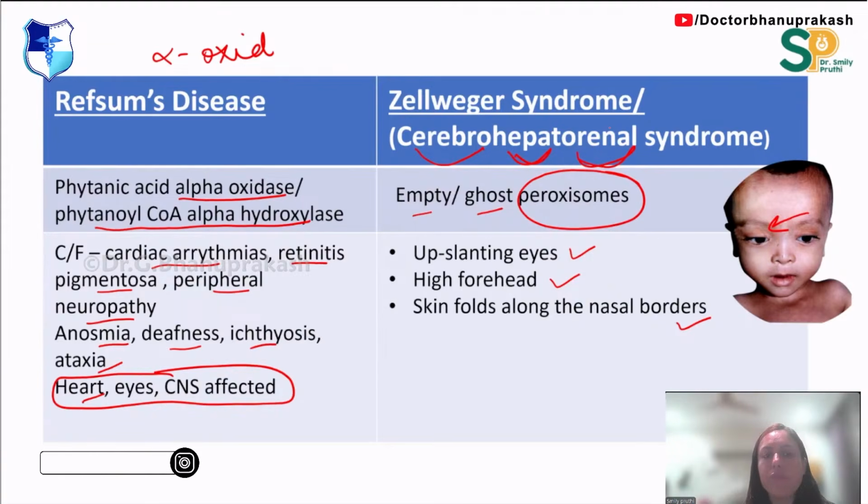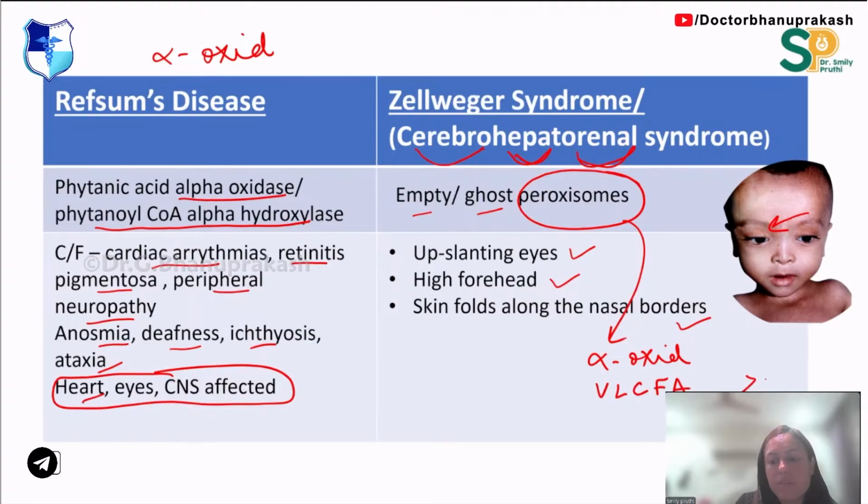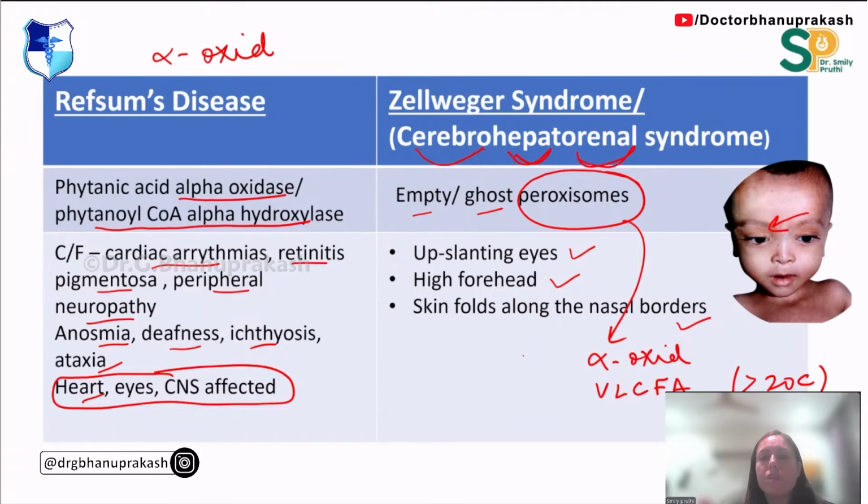So in Refsum, alpha oxidation is affected, phytanic acid accumulates. In Zellweger, peroxisomes are affected. So in peroxisomes, alpha oxidation occurs and oxidation of very long chain fatty acid occurs. That is more than 20 carbon. So because alpha oxidation will not occur, phytanic acid will accumulate. Also, very long chain fatty acid will accumulate. So I repeat, in Refsum, only phytanic acid will accumulate. In Zellweger, phytanic acid and very long chain fatty acid will accumulate.